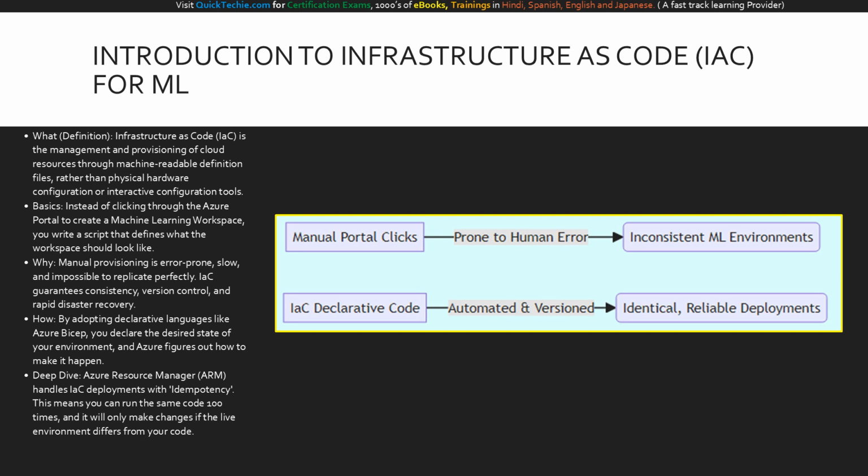Look at the contrast in this flowchart. On the top path, manual portal clicks inevitably lead to human error and inconsistent environments. Imagine forgetting to enable a specific security flag in production. On the bottom path, using infrastructure as code ensures that your deployments are automated, version-controlled, and result in perfectly identical, reliable environments every single time.